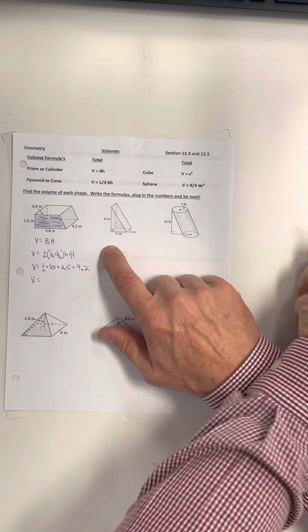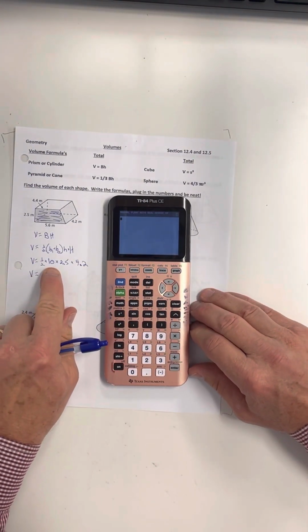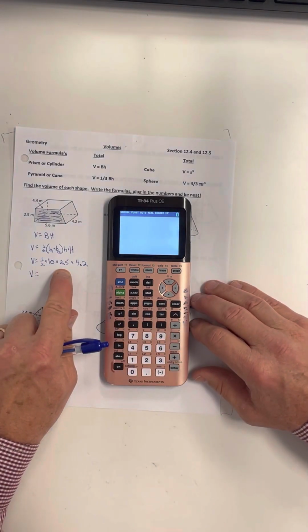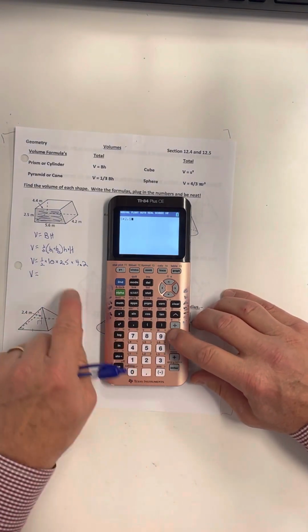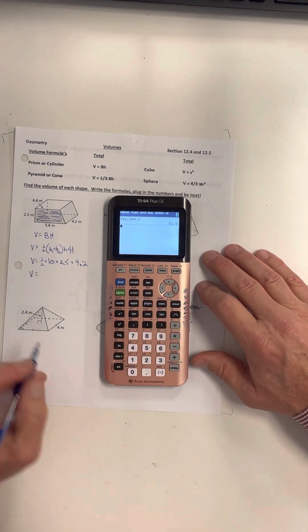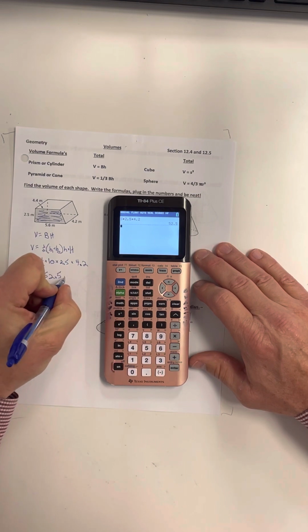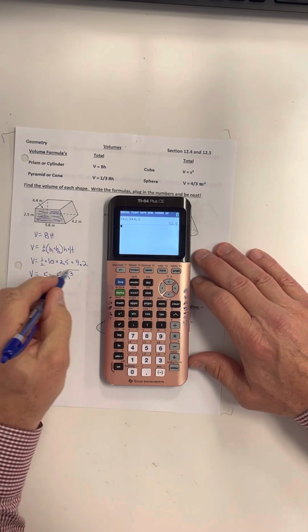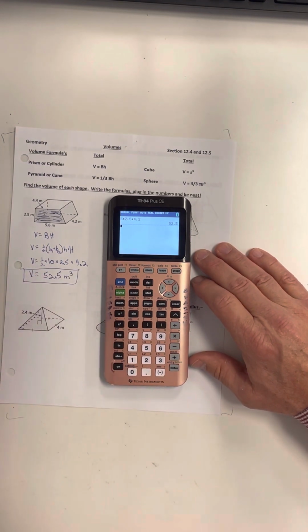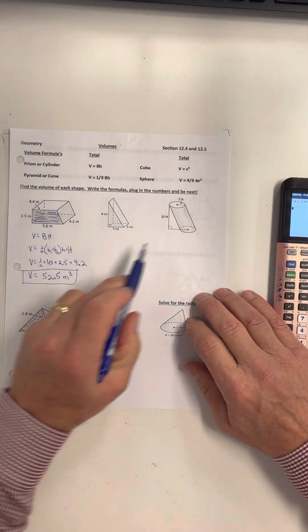So the volume is equal to 1/2 of 10 is 5. 5 times 2.5 times 4.2 is 52.5 meters cubed. Remember, it's cubed because it's volume. So volume is always cubed. Let's look at this one.